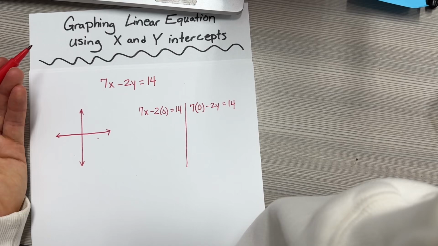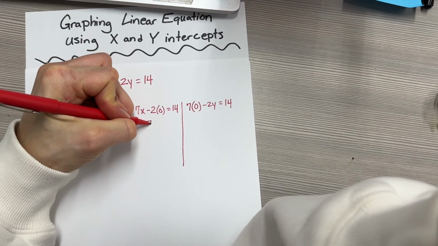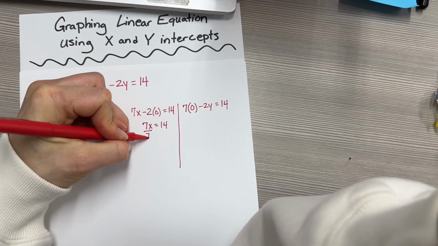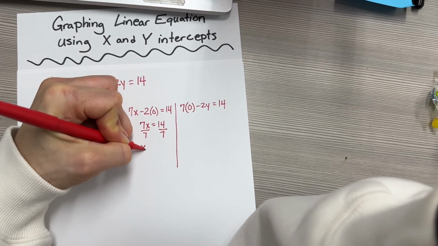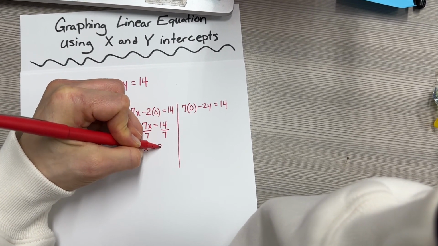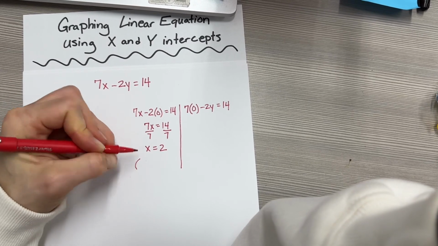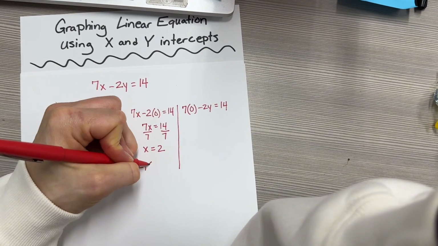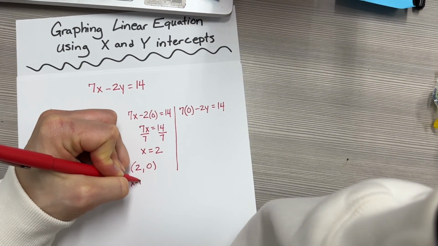2 times 0 equals 0, so that is gone. All we have left is our 7x equals 14. Divide both sides by 7. X is equal to 14 divided by 7, which is 2. So our first ordered pair, x is 2, and our y is 0. So that is our x-intercept.